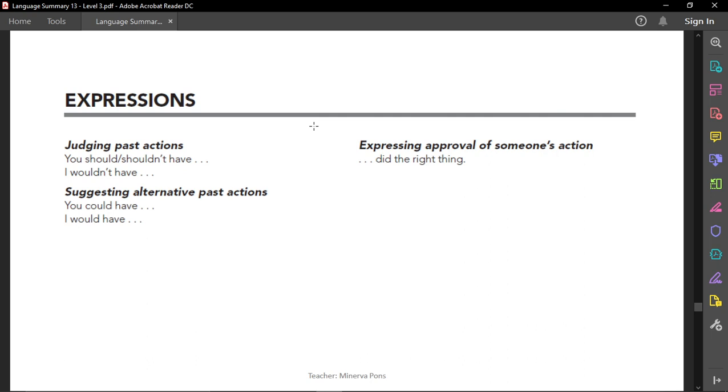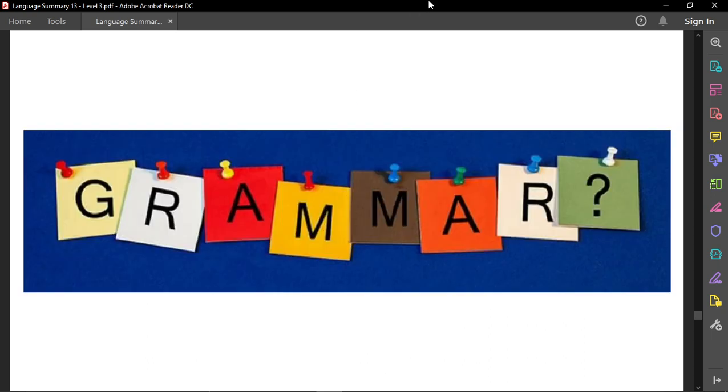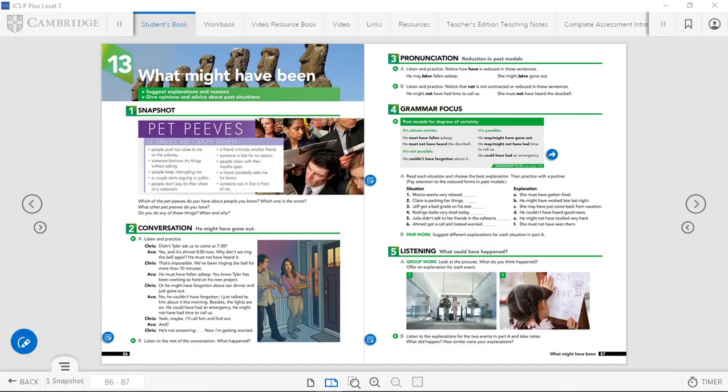Okay, that was all of the vocabulary for today. We're going to come back here when we get to the grammar. But for now, let's go to the book.